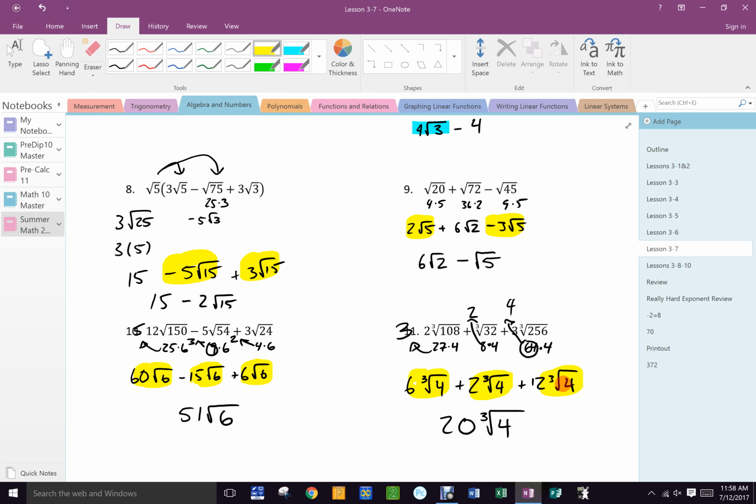Number 9, if you have what? Oh, yeah, it's fine. It's the same thing. I just don't like to open an expression with a negative number if I can avoid it.